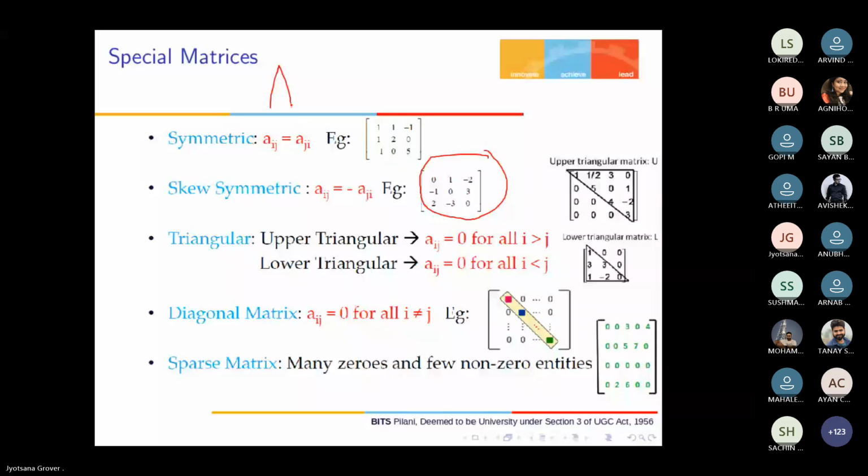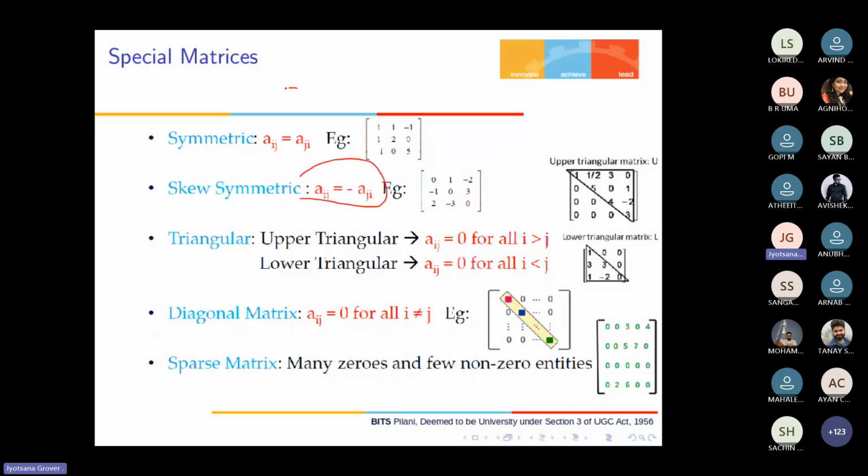Diagonal elements should be 0, I guess. Very good observation. If you find any diagonal element to be non-zero, you can straight away say that it cannot be skew symmetric. So this is one important observation. I'll tell you how it can be proved also.